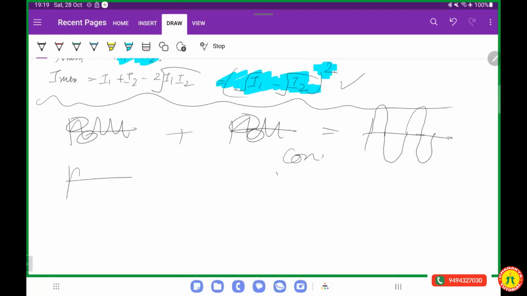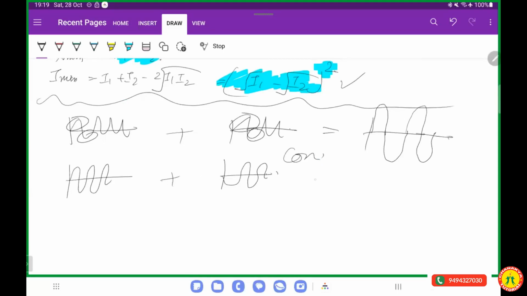So destructive will be like this. If one wave is going this way plus one wave going the opposite way, destructive means simply nothing here, because this will cancel this one, this will cancel this one, and they cancel each other. This will become destructive.